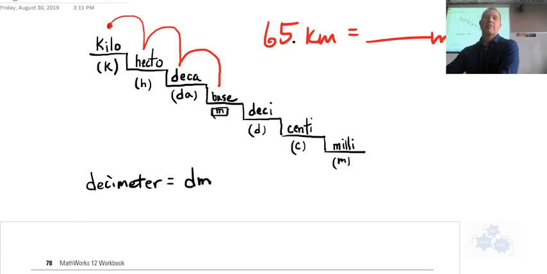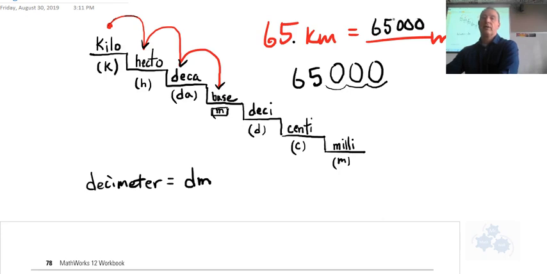So you would have to move that decimal place to the right, 1, 2, 3 spaces. And so 65 actually becomes, you move the decimal place over and you fill that space with a 0, 1, 2, 3. So the answer is 65,000 meters.